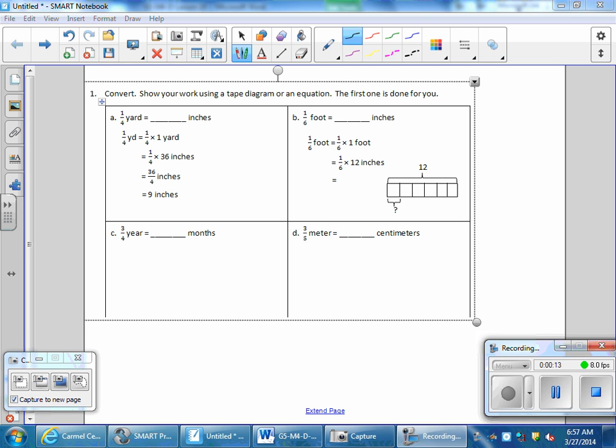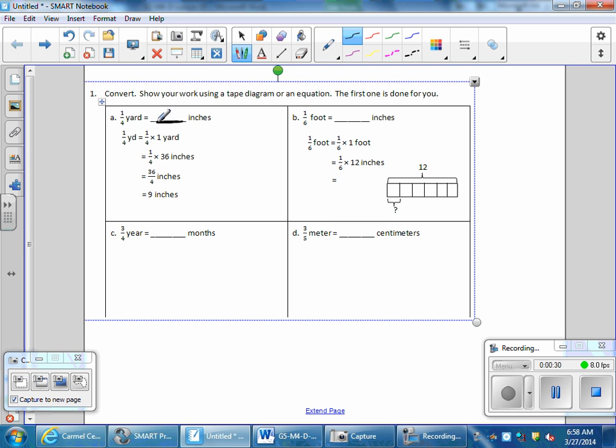I asked you to make sure that you tried to do both the tape diagram and the equation, just for extra practice. Once we get rolling with it, it doesn't take a great amount of time for each one. 1/4 of a yard is equal to blank inches.